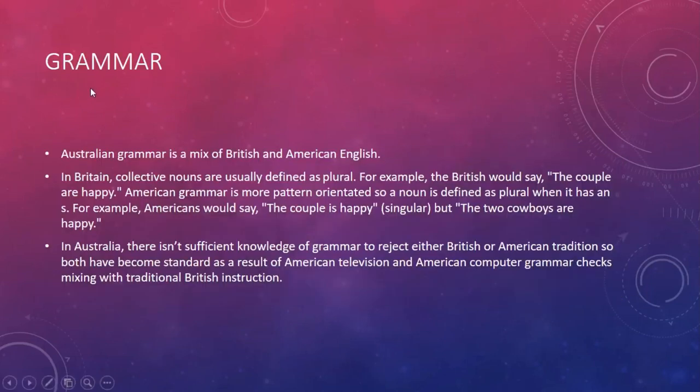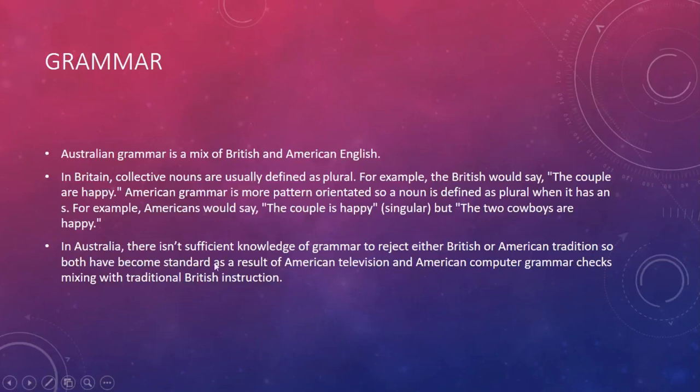When we come to Australian English grammar also, we can actually see a mix of British and American English in Australia. For example, in Britain, collective nouns are usually treated as plural. For example, the British would say the couple are happy. Couple means two people, right? Probably a husband and wife or a couple of friends. So the British would say the couple are happy. But the collective noun couple is taken as plural. But in American English, they would say the couple is happy. In American English, a plural or collective noun is considered as singular.